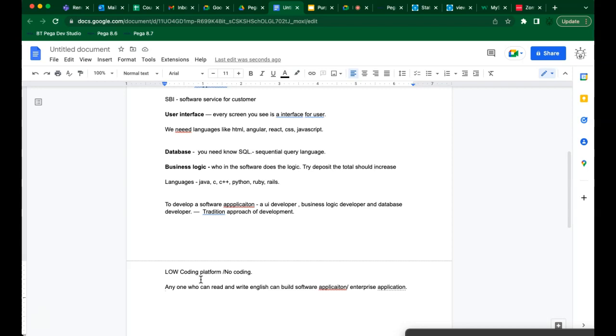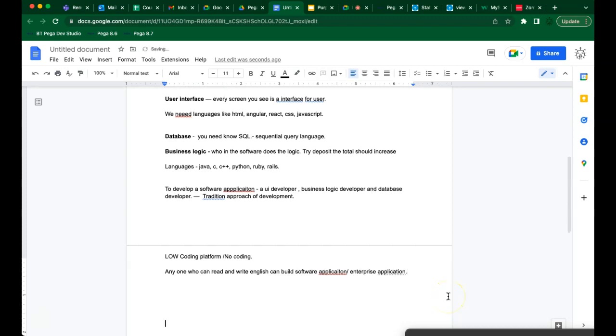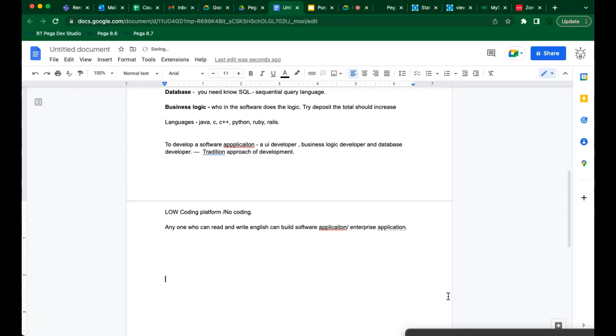So now that we understood what is a software, what is traditional development, and we are talking about low coding platform and no coding platform. Okay. But let us think, what is an application, for example? Uber is an application. Yes. Uber, what does it do? You can book rides. Now you can also order food, right? You can order food also, right? Yes or no?